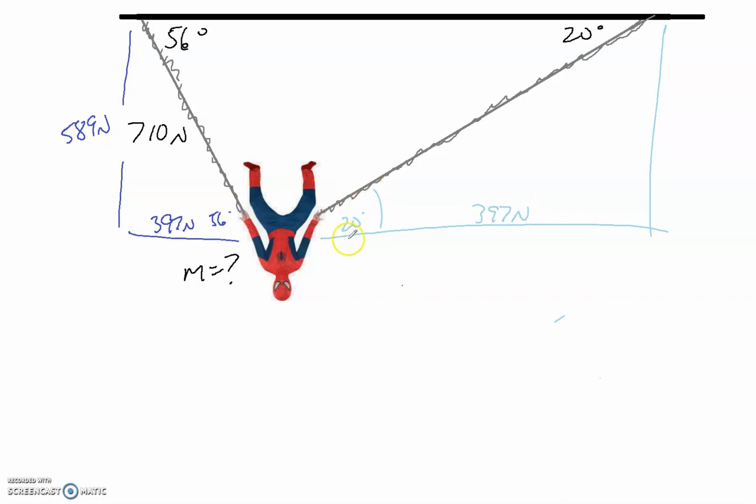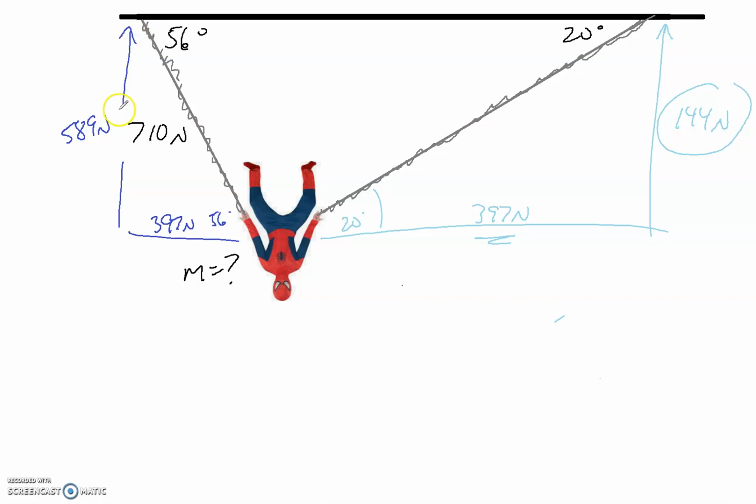So if I have the 20 degrees here, and I've got the 397 over there, I can use my tan theta to figure out what my missing vertical component would be. So if I just use the tan of 20 degrees, opposite is what I'm looking for, adjacent would be the 397. And obviously smaller angle, smaller component, we will get a vertical component here about 144 newtons. So on this side, I've got 144 pulling up. On the other side, I've got 589 pulling up.